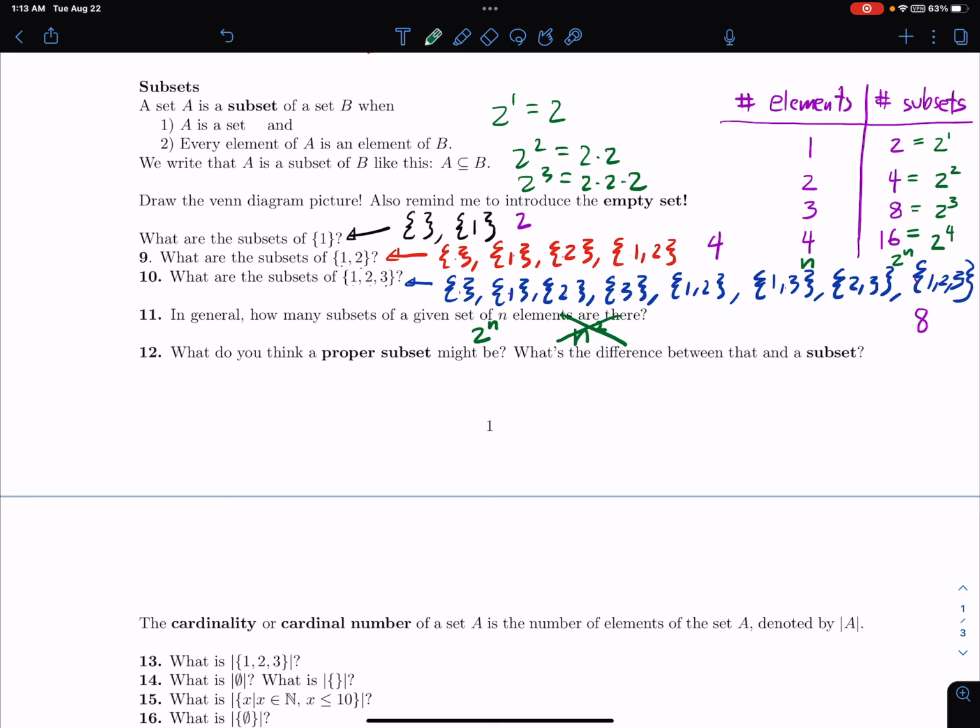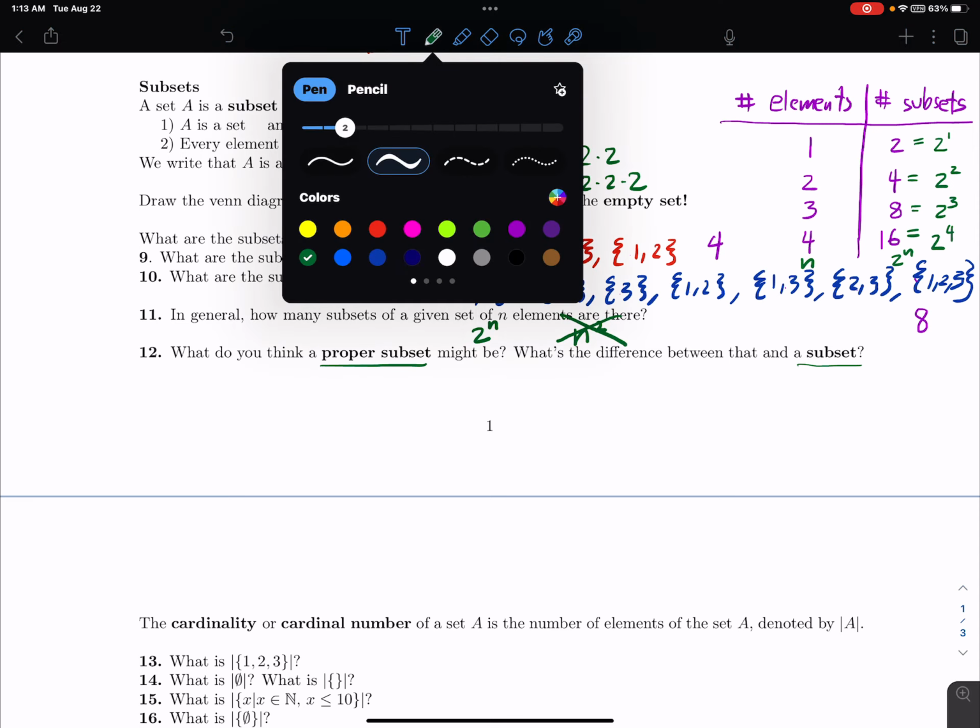All right, last question of this page. What do you think a proper subset might be? Again, give it your honest guess before you look at the answer. And then what's the difference between that and a regular old subset? So a proper subset just means that you're not the original set itself. Okay, so that's all it means.